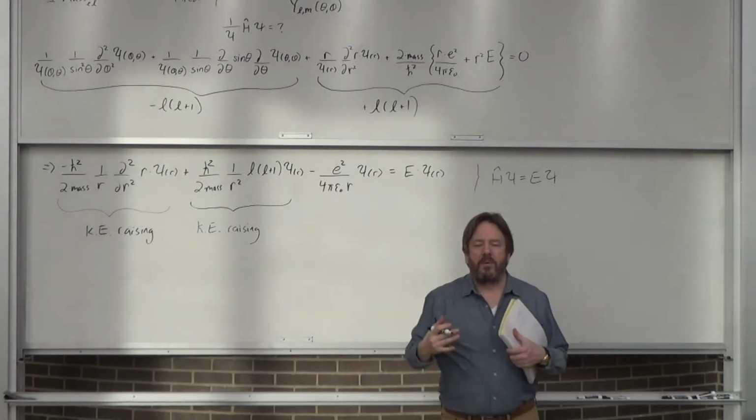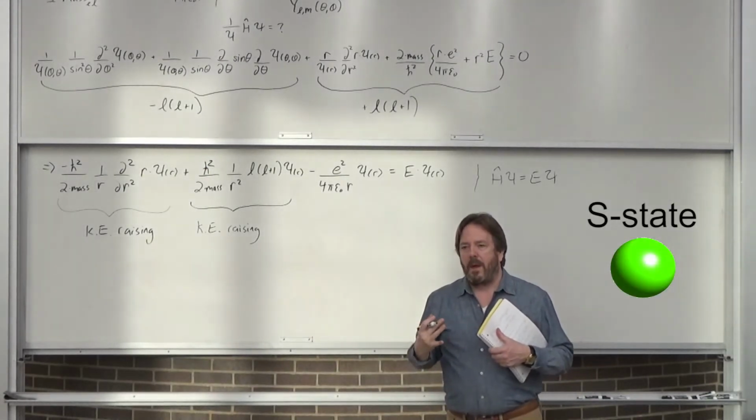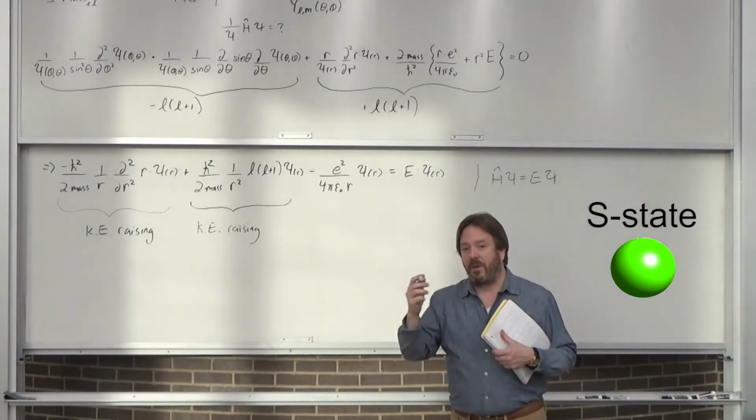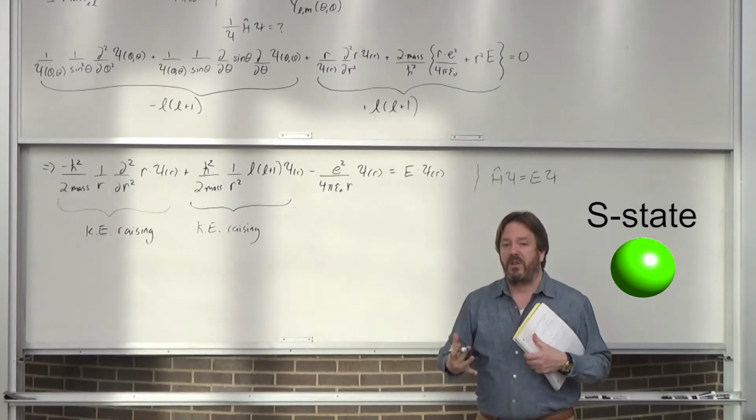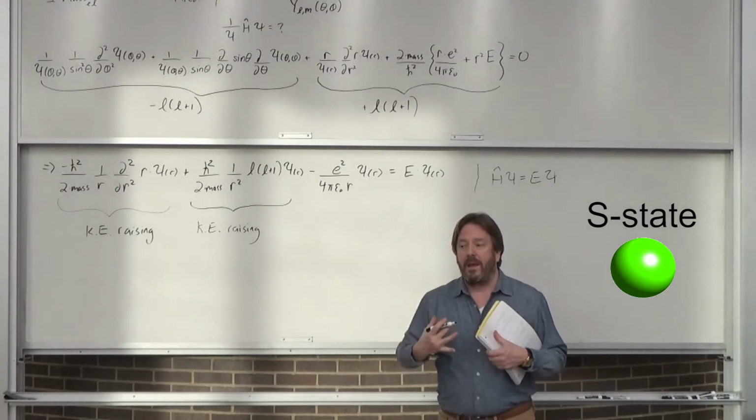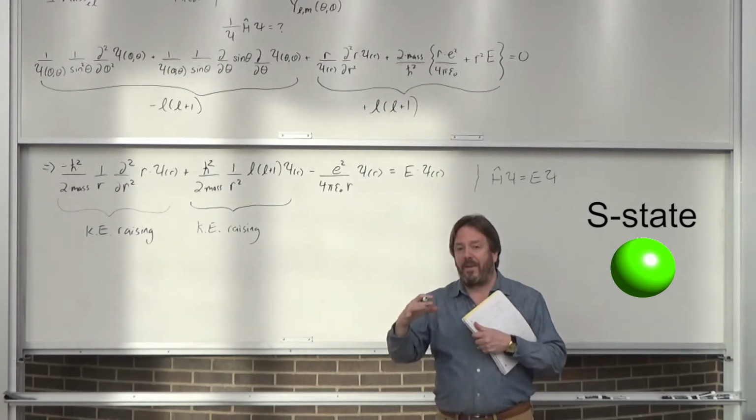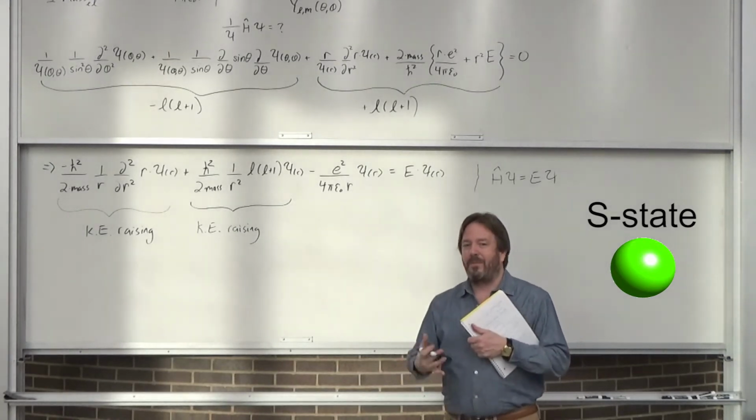Now think about an S state. Despite its round nature, a particle is not actually rotating. It has no rotational energy in an S state. The 1s state of hydrogen has an L of 0 and therefore is not actually rotating, despite the fact that the wave function is round. That's so weird, but true.